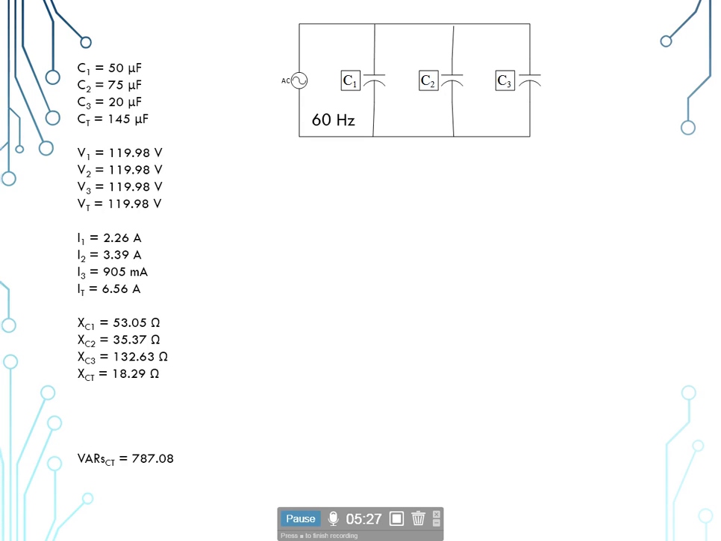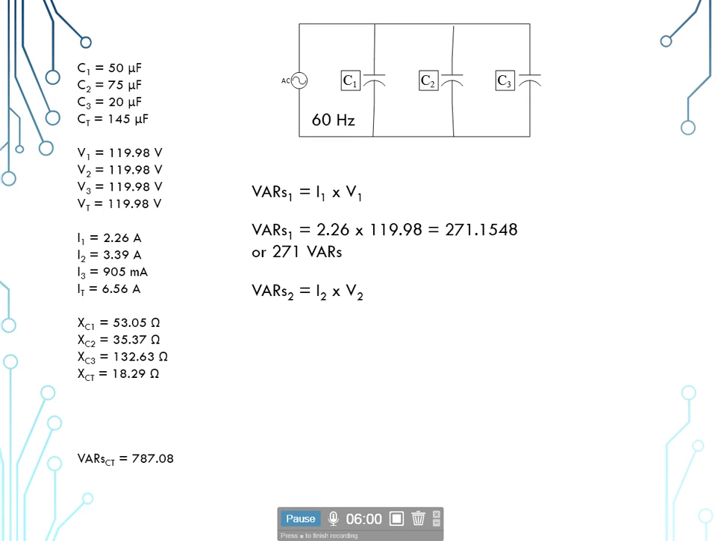Now all we have left to do is our VARs sub C1, VARs sub C2, and VARs sub C3. Since we have our currents, we can use one of the easier formulas off the main Ohm's law wheel. VARs sub C1 is going to be equal to I sub 1 times V sub 1. So we have current of 2.26 times our 119.98 volts, giving us 271 VARs.